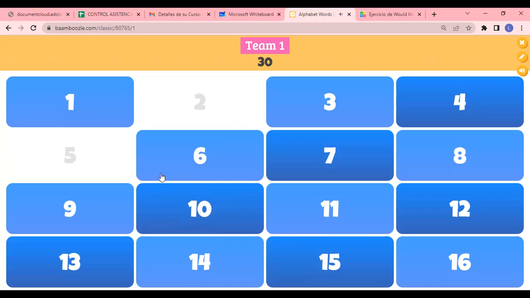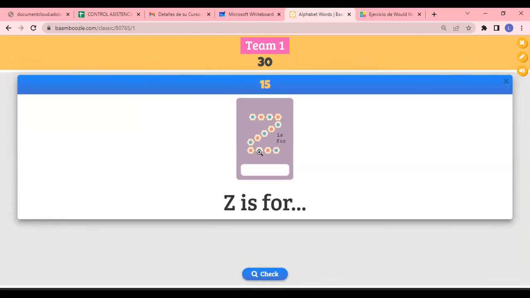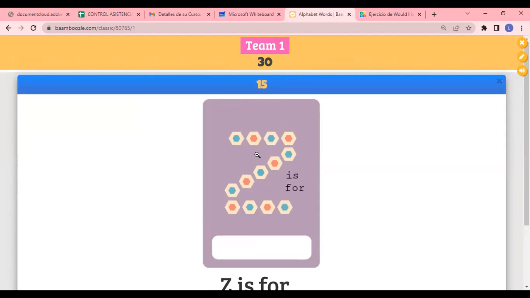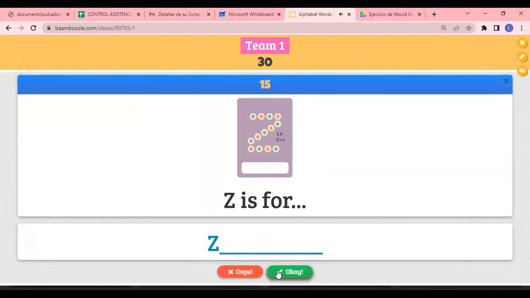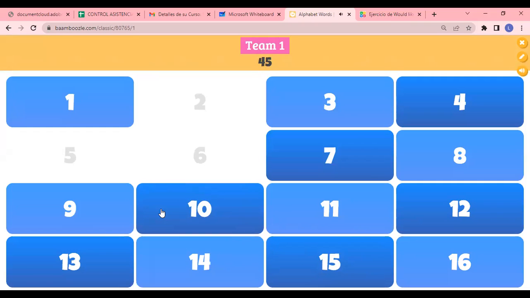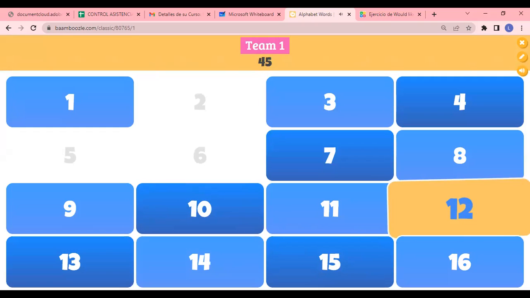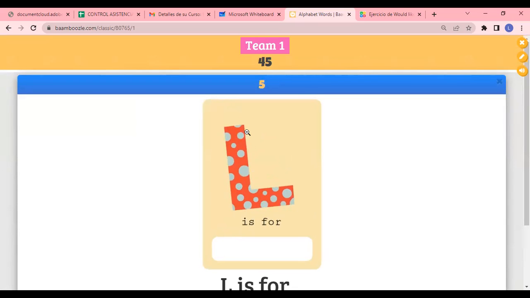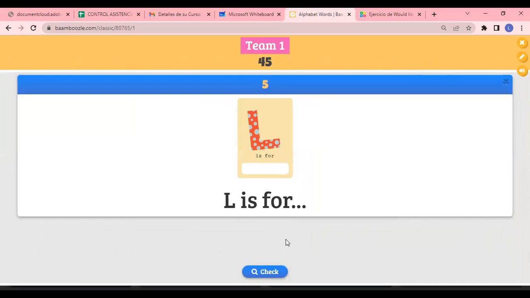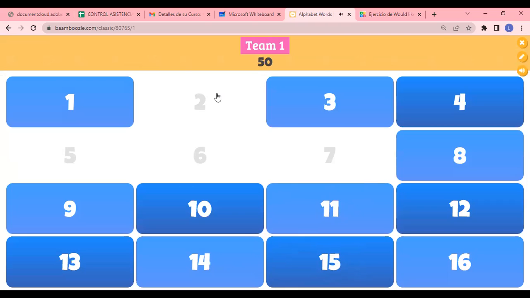Okay, let's see now. Miss Abigail Bonilla. 6. Okay. Z is for? Zoo. Zoo, very good. Excellent, Miss. Thank you. Okay, let's go. Next one would be Miss Rebecca. What number would you like to try, Miss Rebecca? 7. Okay, number 7. L, Miss Rebecca? L is for light. I'm sorry, one more time. L is for light. Amazing. Very good. Thank you.